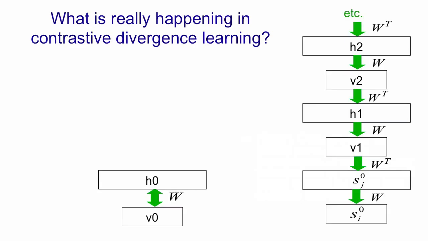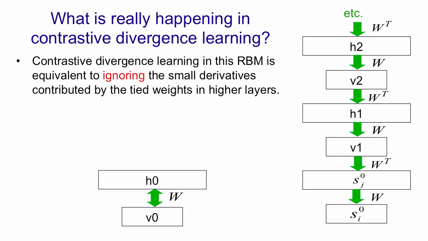So now let's go back to what's happening in contrastive divergence learning. We have the infinite net on the right, and we have a restricted Boltzmann machine on the left, and they're equivalent. If we were to do maximum likelihood learning for the restricted Boltzmann machine, it would be maximum likelihood learning for the infinite sigmoid belief net. But what we're going to do is cut things off. We're going to ignore the small derivatives for the weights you get in the higher layers of the infinite sigmoid belief net. So we cut it off where that dotted red line is.